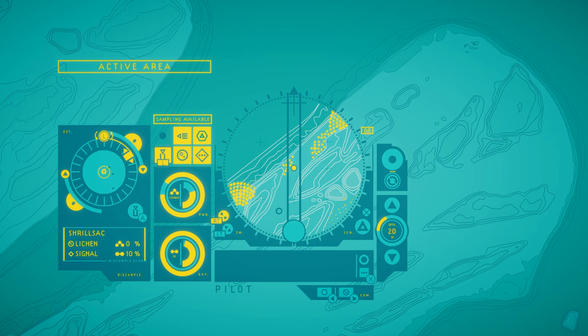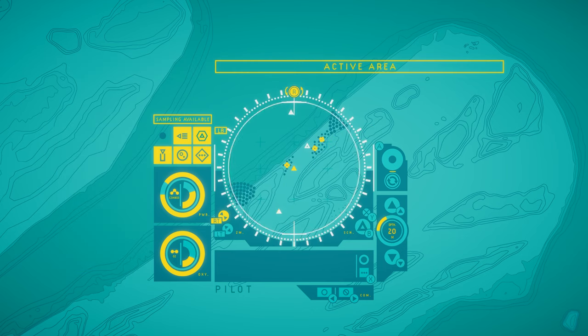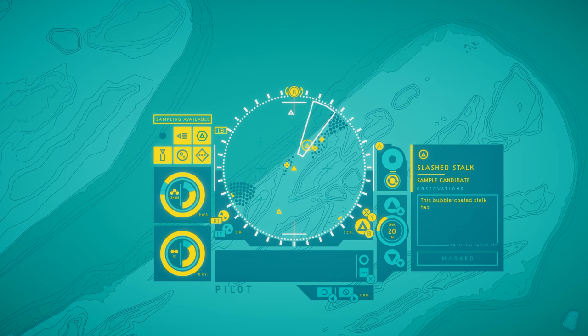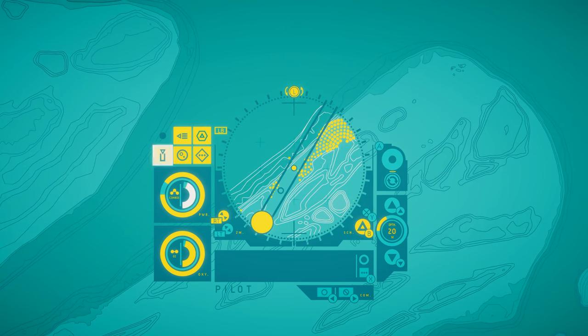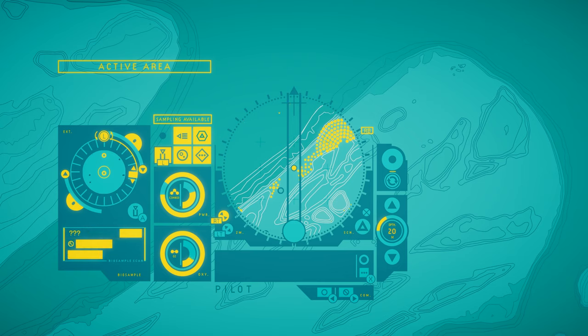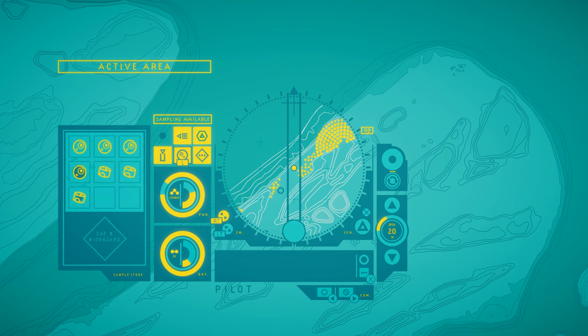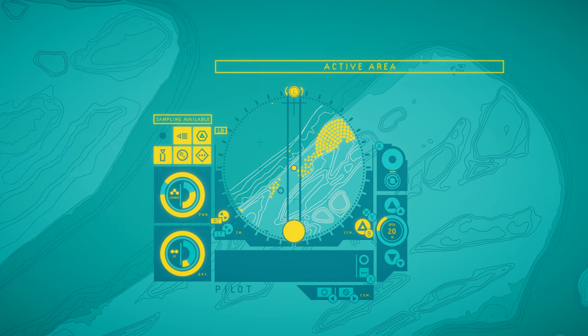Shrill sacks. Slashed stalk. This bubble-coated stalk has large gashes in its side and it seems to be shriveling away. Its exposed tissue would be easy to sample. Stalk segment. That's what we needed.